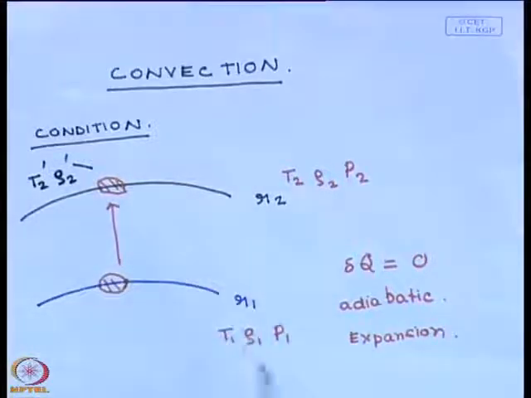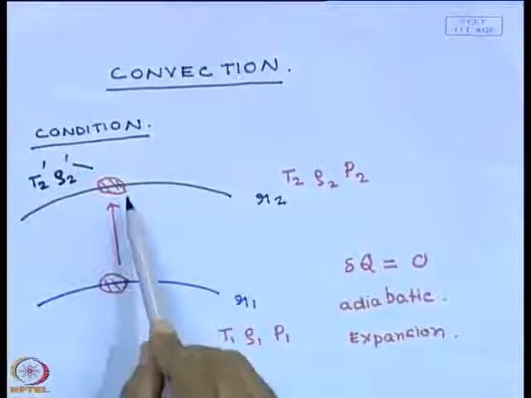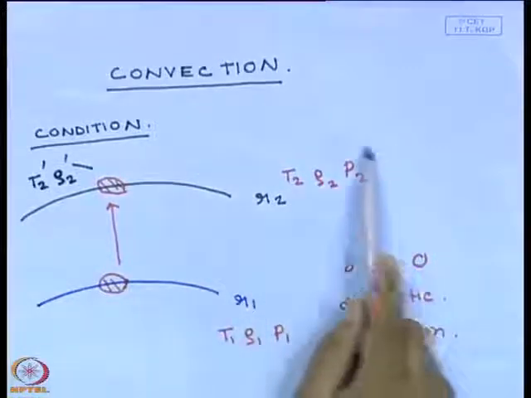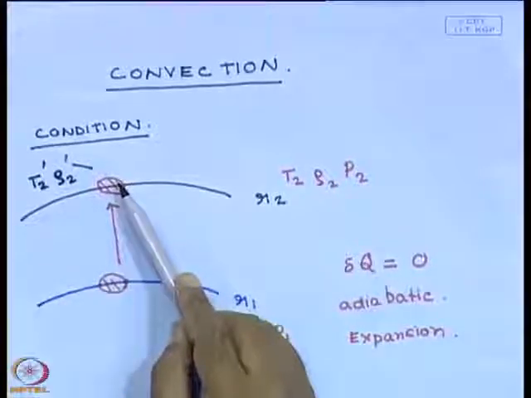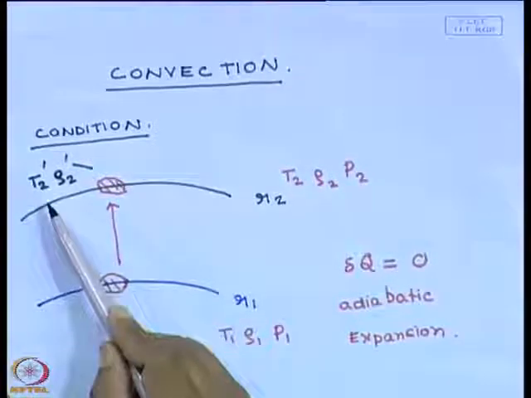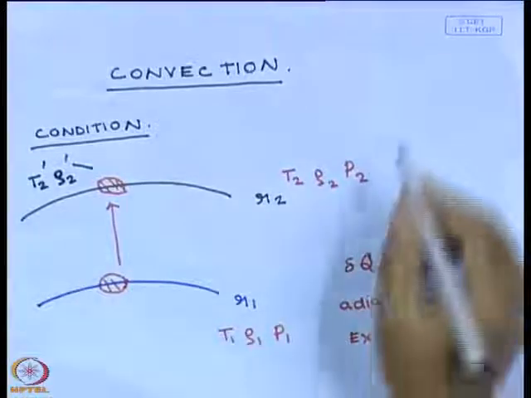So, the surrounding has a temperature T2, density rho 2. The outside temperature is determined by the radiation transfer, while the bubble moves from here to here and expands adiabatically, so its temperature will be different: its temperature is T2 prime and its density is rho 2 prime. Now, the question is what happens to the bubble when it comes here, and what happens essentially depends on whether T2 prime. So, there are two possibilities.